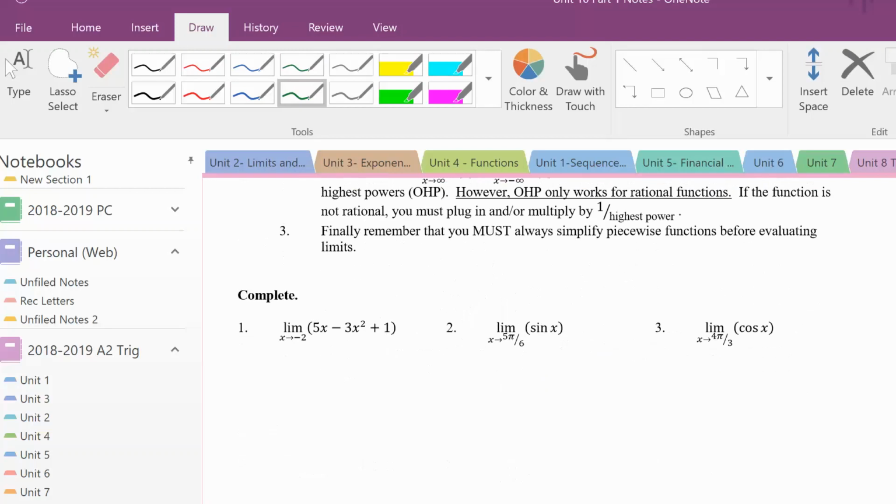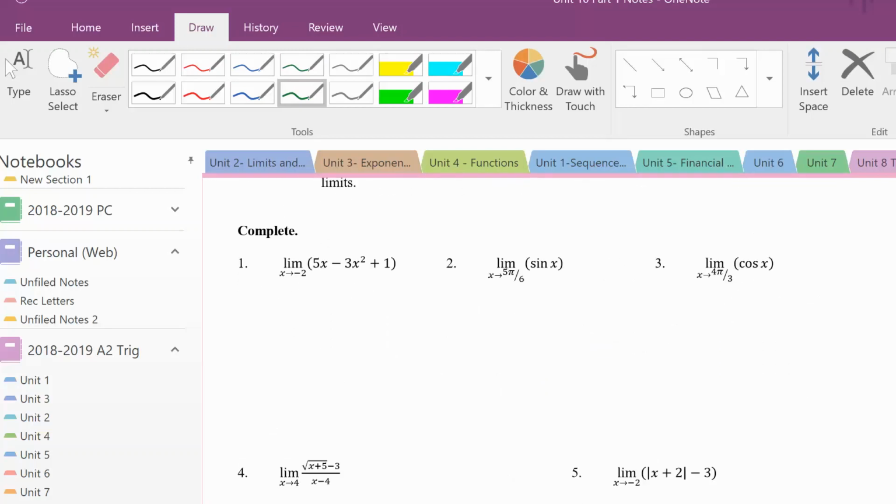So let's look at some examples here. First, this one's pretty straightforward. It's a polynomial, so we can substitute in. So we get 5 times negative 2 minus 3 times negative 2 squared plus 1. So it's going to equal negative 10 minus 12 plus 1, which is negative 21.